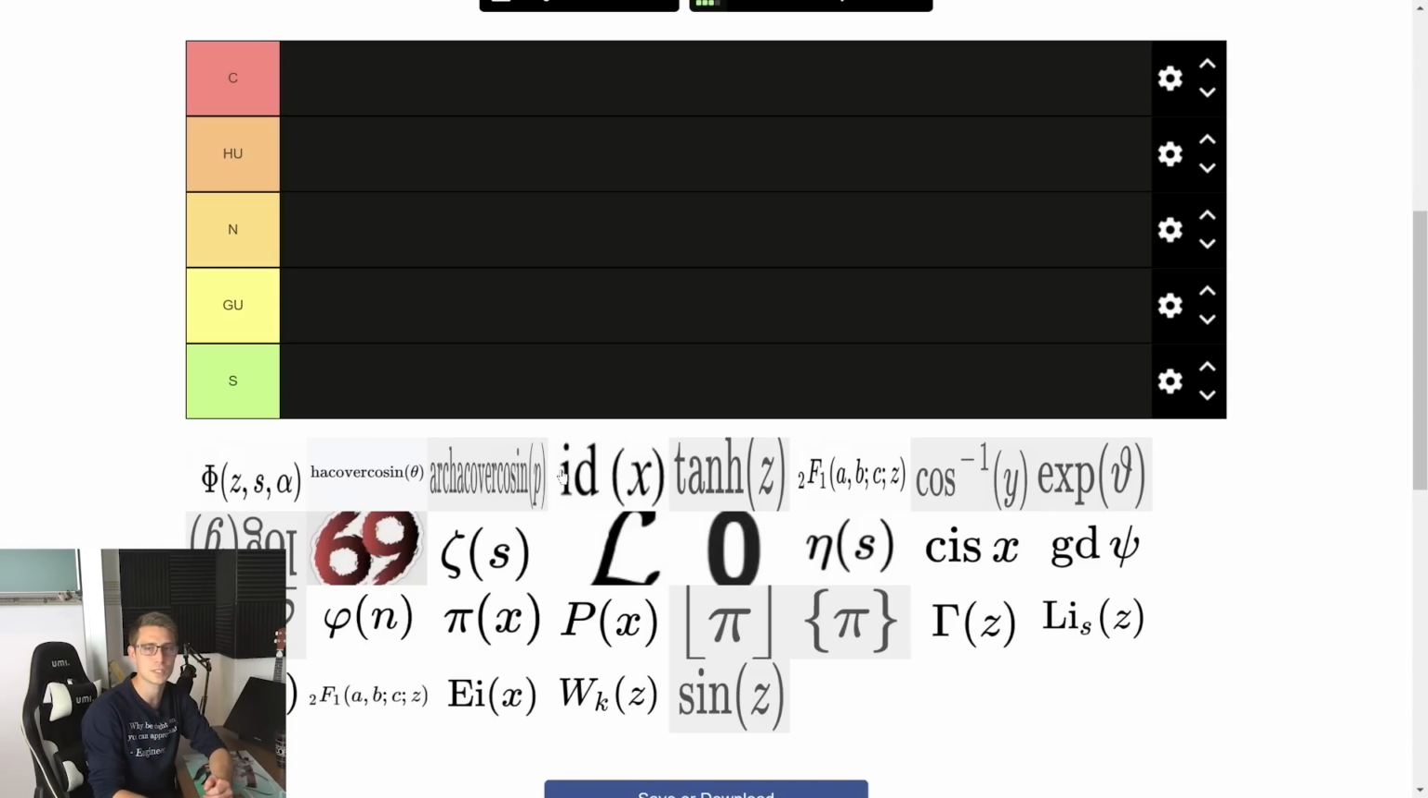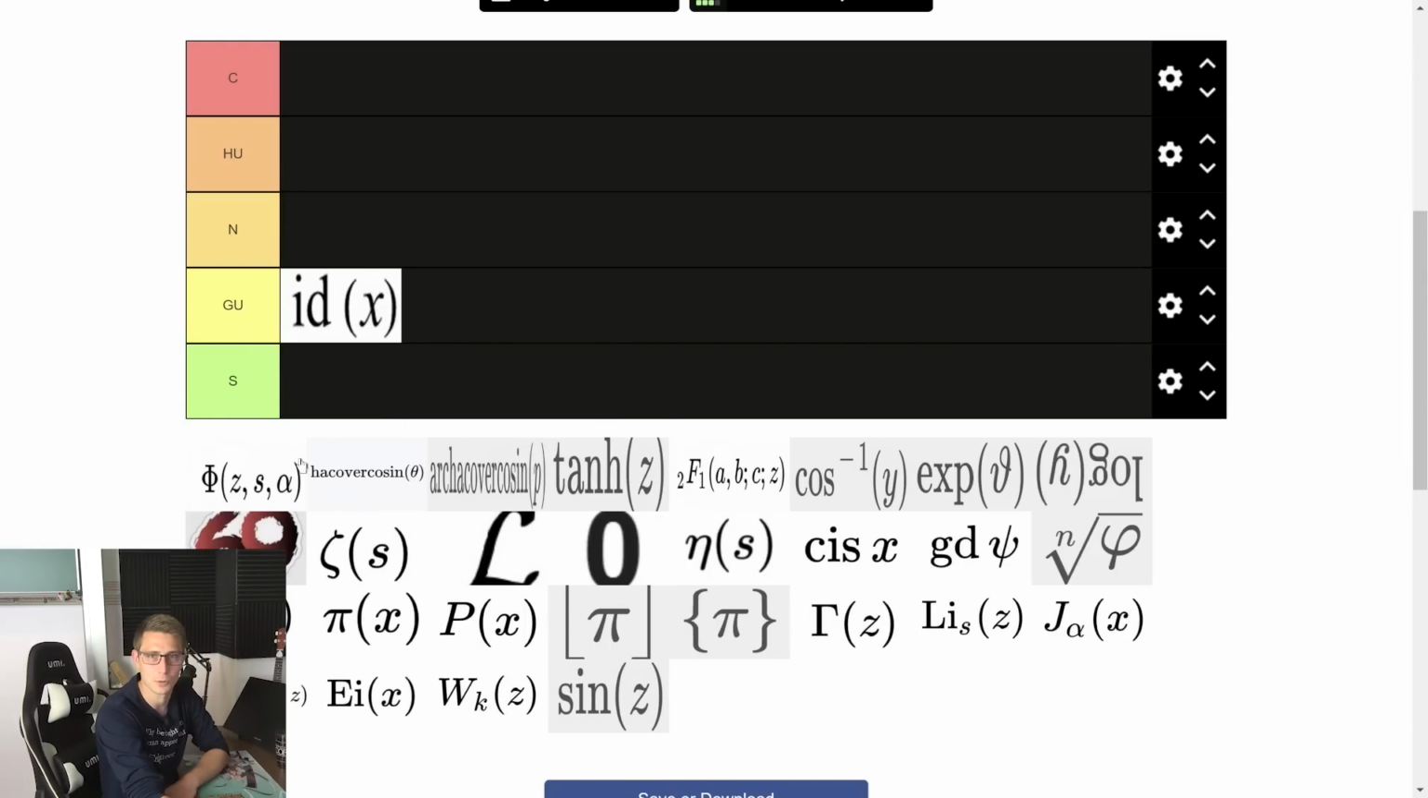I just love proofs that involve the identity. Proof that the identity is unique, for example. Proof that there's only one identity in the real numbers. It's the number one, at least in terms of multiplication, for example. And it's just a very fun function, and I really like it. And if you do like it too, then make sure to put it here in the GU rank, because this is one after the S. There are better functions out there, but it's a cool function to work with. So the identity goes into the GU rank.